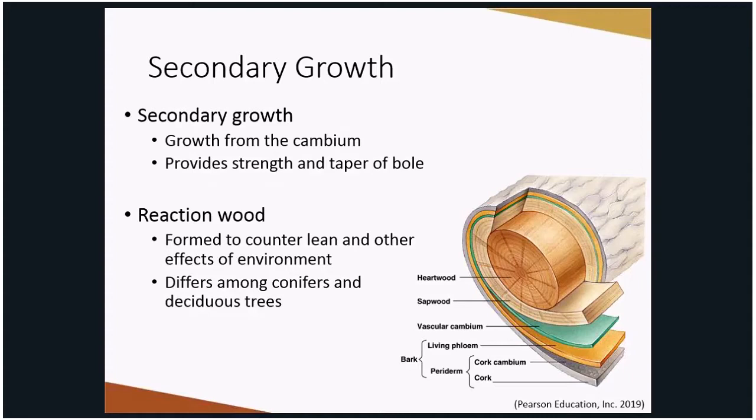It actually differs among conifers and deciduous trees. In deciduous trees, the reaction wood is called tension wood, which typically occurs on the upper part of stems and is formed under tension, whereas conifers put on compression wood that's usually on the lower parts of the stems and is formed in that fashion in a conifer tree.